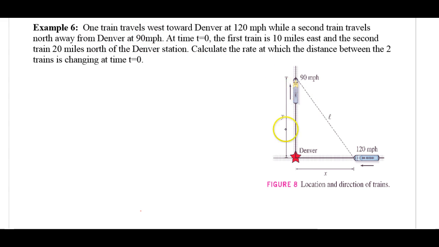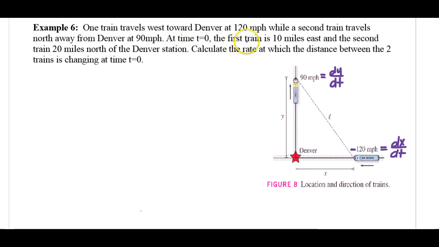Notice that this distance from the Denver station to the train traveling north has been called y. And this distance y is going to be an increasing distance because the train is traveling north away from the Denver station. So when I've been given 90 miles per hour, what I've really been given is dy/dt. And it would be a positive quantity because y is getting bigger. So the rate of change of y is going to be a positive quantity. As opposed to this train that's traveling west, if I call this distance away from the Denver station x, x is getting smaller. So this quantity I've been given is dx/dt, but it would in fact be a negative quantity because x is getting smaller.